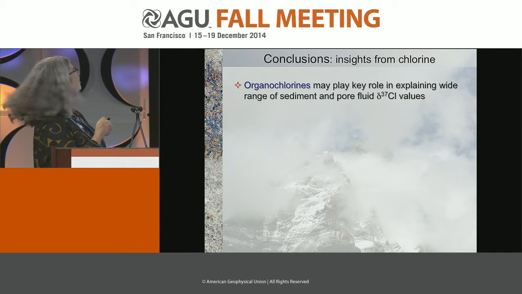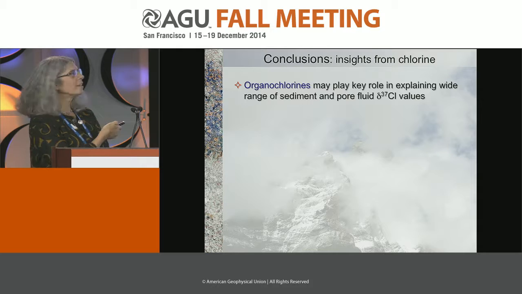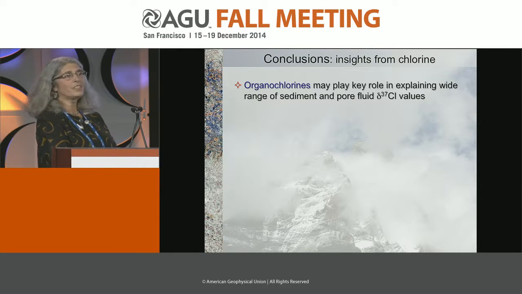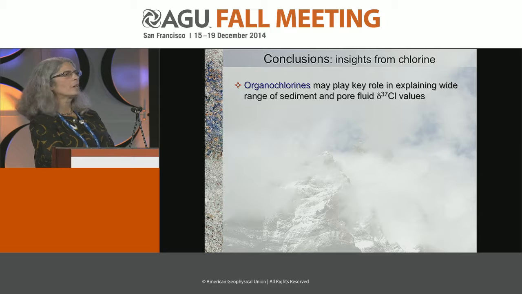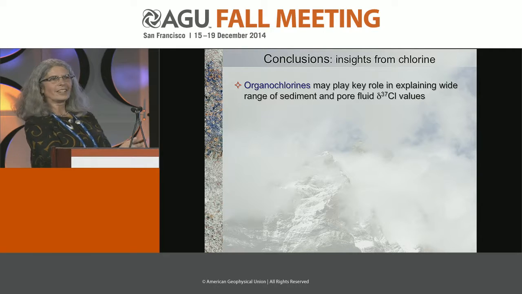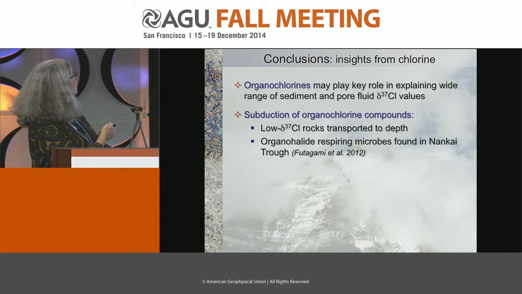This was a real surprise. And I think the generation of organohalogen compounds may play a big role in explaining why we have such a wide range of delta 37Cl values in sedimentary rocks, that all sorts of different organic reactions can be occurring in soils and leaf litter, as well as in the marine organisms that I showed you earlier.